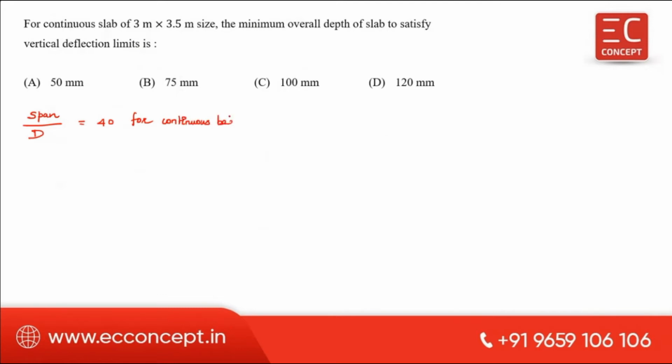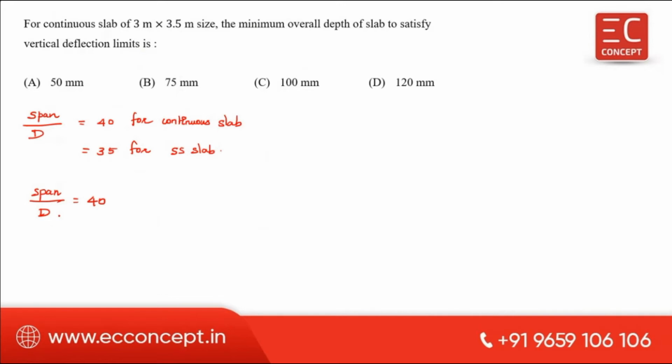Continuous, so not a beam, continuous slab, which is equal to 35, not 25, which is equal to 35 for simply supported slab. Okay, so here they have given a continuous slab. Therefore, span by overall depth is equal to 40.